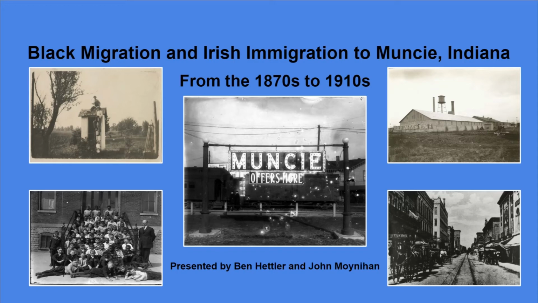Today we will be discussing the history of African American migration and European immigration to the small industrial city of Muncie, Indiana. We will examine the many factors that attracted these two demographic groups to Muncie over the span of 4 decades, from 1870 to 1910, while applying cultural, social, and racial historical lenses to aid in our analysis.